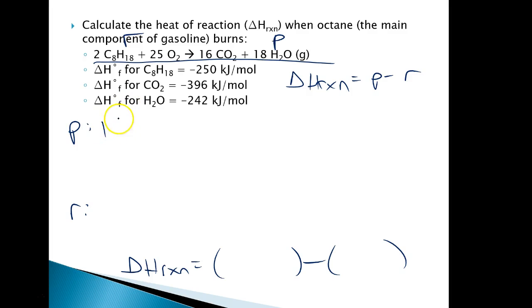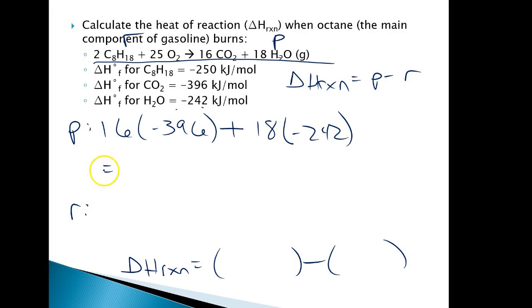So for the products, I have 16 times negative 396 plus, because it's the sum of the products, 18 times negative 242. And I'm going to type that in on my calculator. And I get negative 10,692 kilojoules.